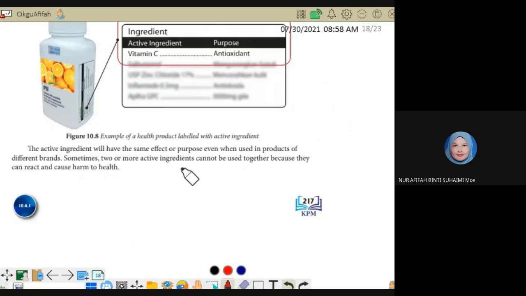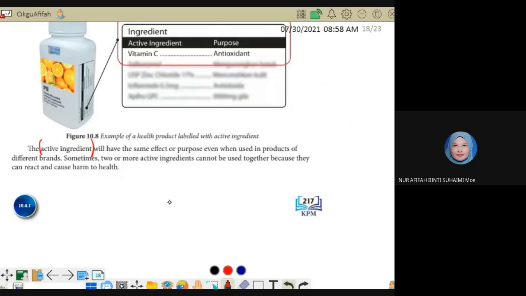Tak perlulah argue yang ni lagi baik, yang ni lagi baik. Tengok dia punya active ingredient. Sometimes two or more active ingredients cannot be used together because they can react and cause harm to health. So dalam suplemen ni ada banyak jenis.